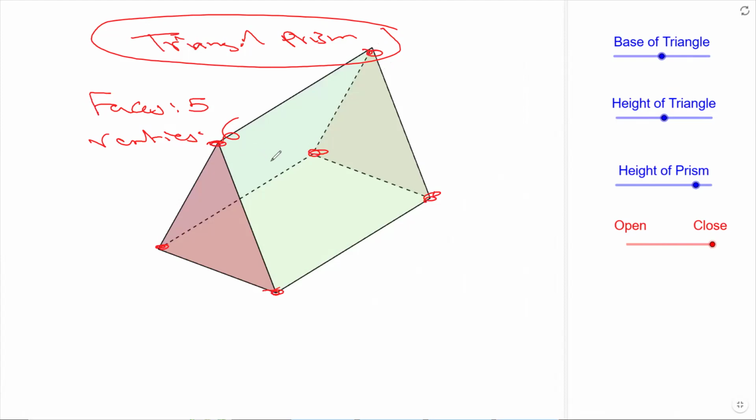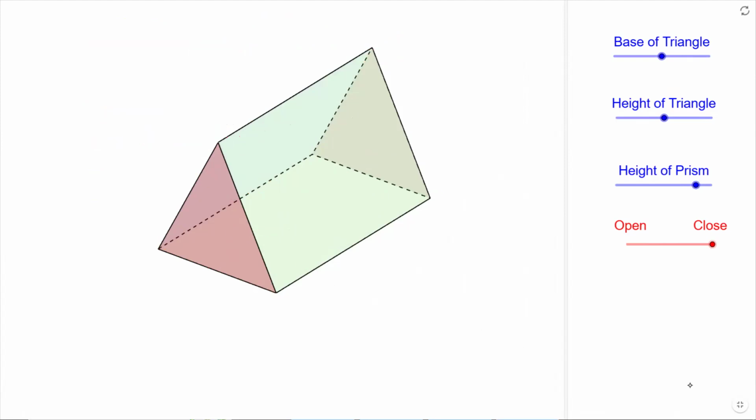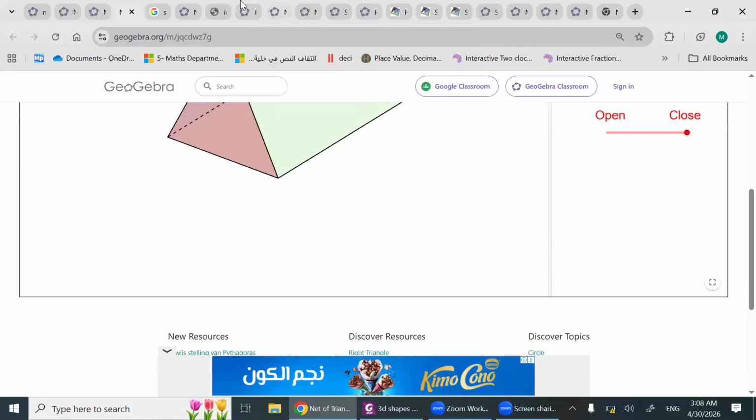How about the edges? You can use the rule: add the faces plus the vertices, then minus 2. 5 plus 6 gives you 11. Minus 2 gives you 9. Count with me: 1, 2, 3, 4, 5, 6, 7, 8, 9. 9 edges. Close your eyes and imagine a triangular prism, and count the number of faces, vertices and edges.